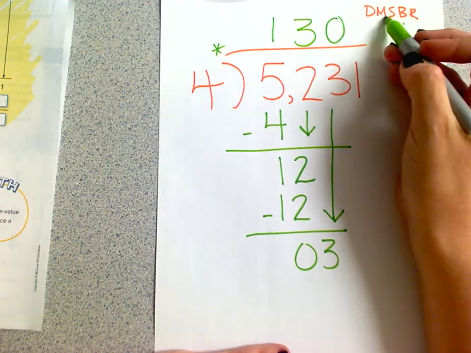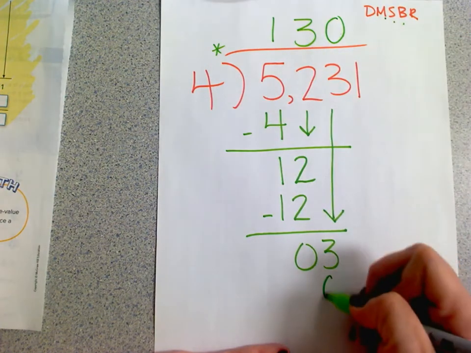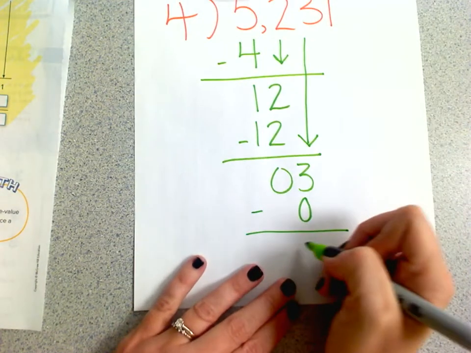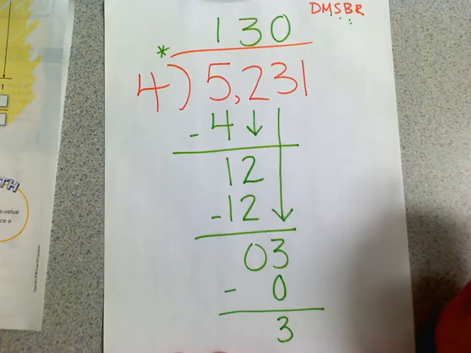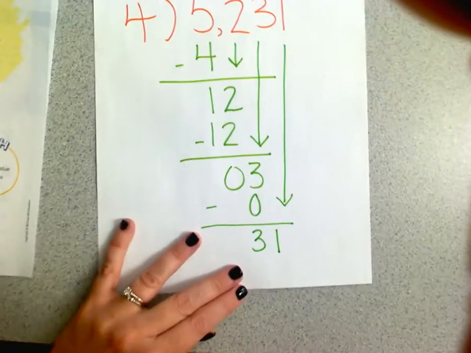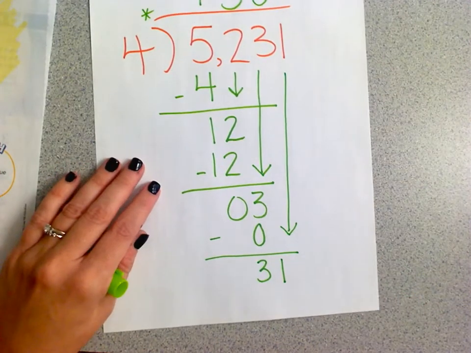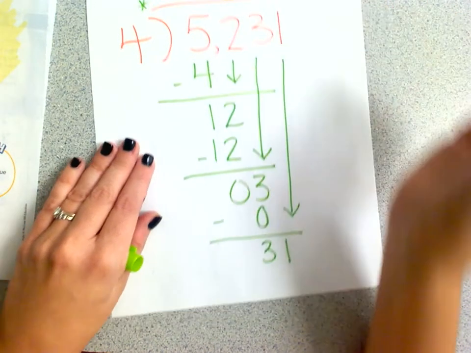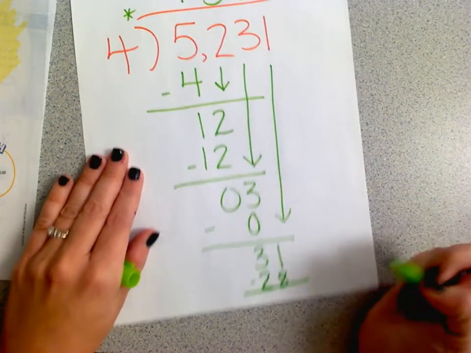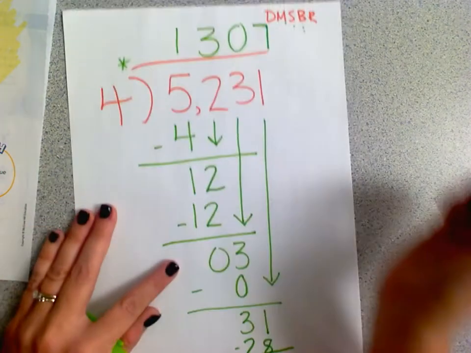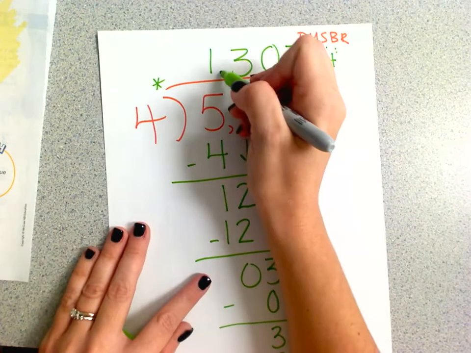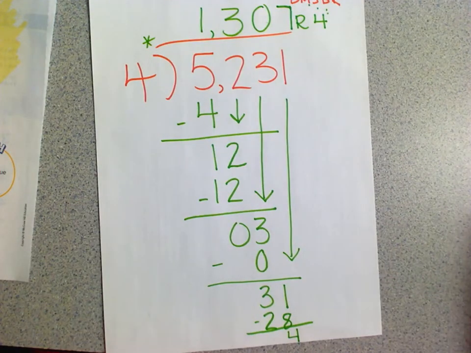Now I can continue. Multiply. 0 times 4 is 0. Now I can continue. Subtract. 3 minus 0 is 3. Next step, B for bring down. Can 4 go into 31? Yes. How many times? 7. 7 times 4 is 28. 31 minus 28 is 4. Nothing left to do, so that's my remainder. 1,307 with a remainder of 4.